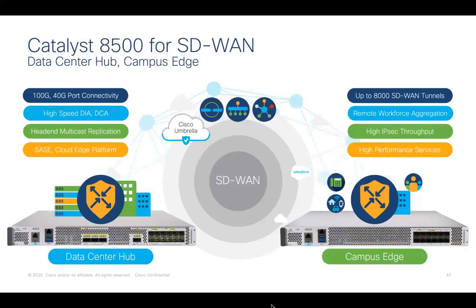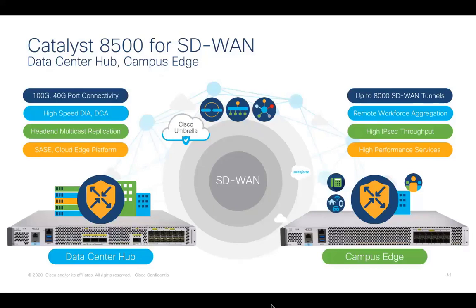We talked about a new use case that's emerging because of the pandemic situation, which is remote workforce aggregation. The 8,000 tunnel scale really enables this platform to be a powerful aggregation platform to aggregate all your remote work traffic. Within one RU, you can aggregate 8,000 remote workers. Just a quick example, right? So this small size is really taking the game to the next level.